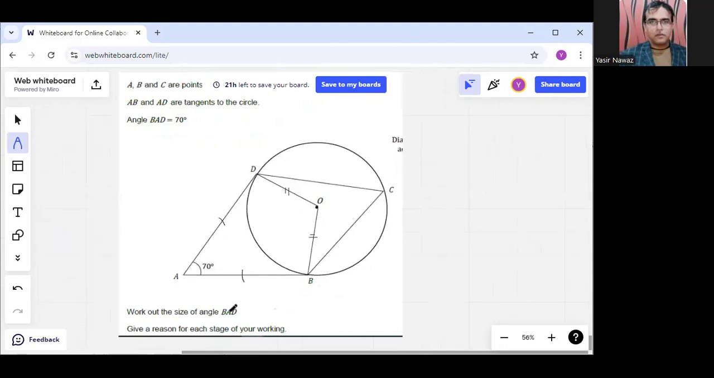I think it would be BOD. So there is some kind of mistake in the question. Because BAD is already given, I think we need to find BOD, not BAD. So I think we need to find this angle here.